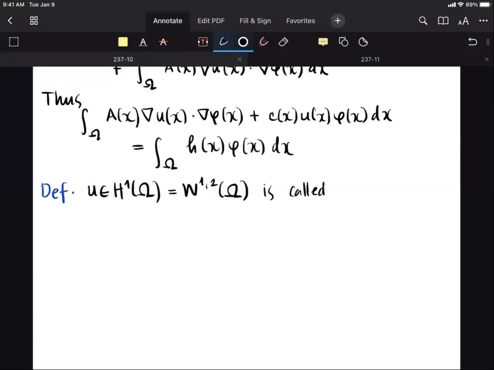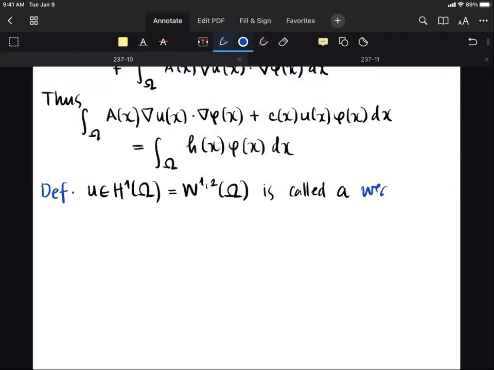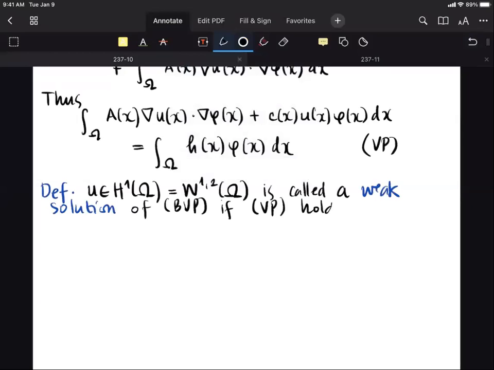This is called a weak solution of our boundary value problem if this variational problem is valid for all test functions φ that are also in H1.